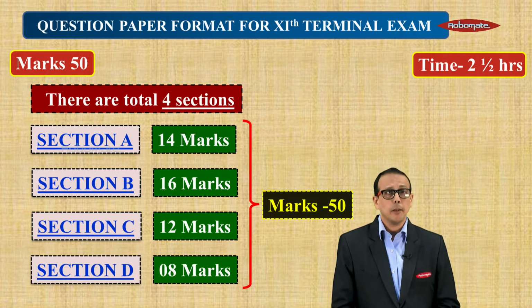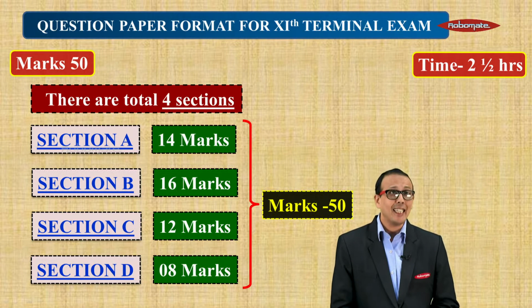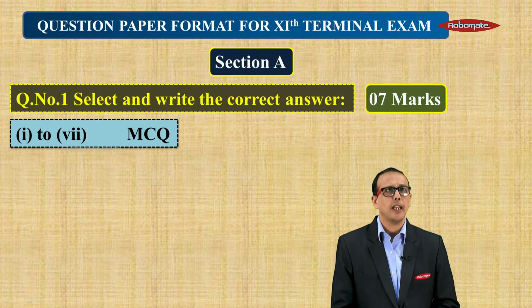So for each subject, whether physics, chemistry or biology, the paper will be of 50 marks, the duration will be 2.5 hours, and each paper will be made up of 4 sections as shown here. Now students, let us see in detail what is there in each section. To begin with, the first section, section A.